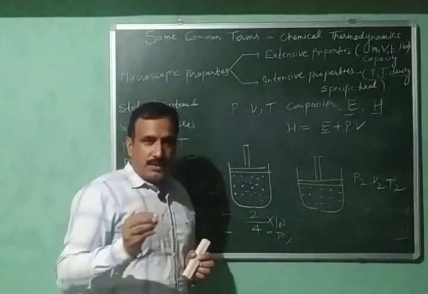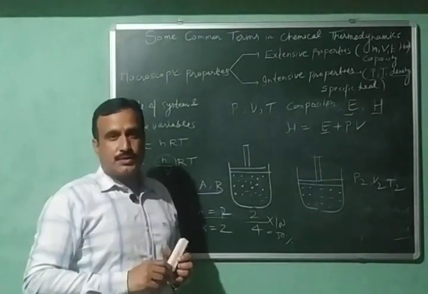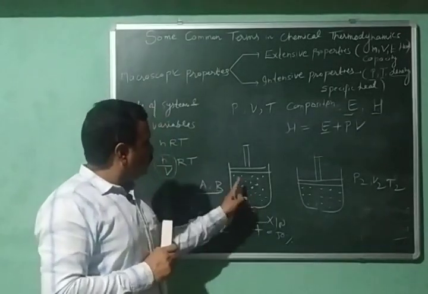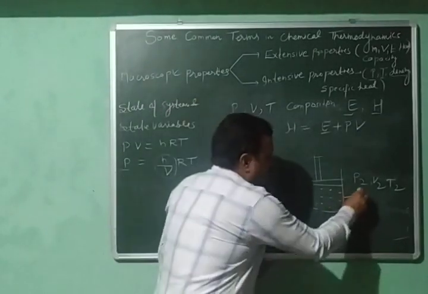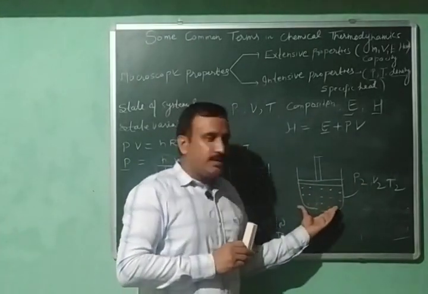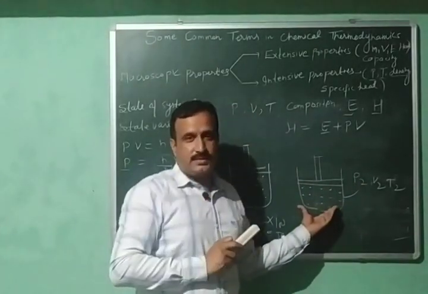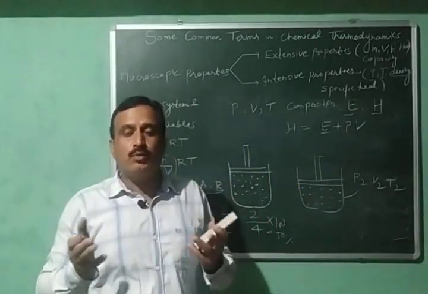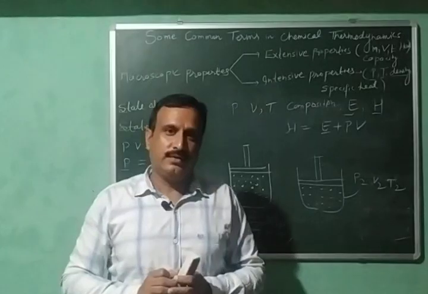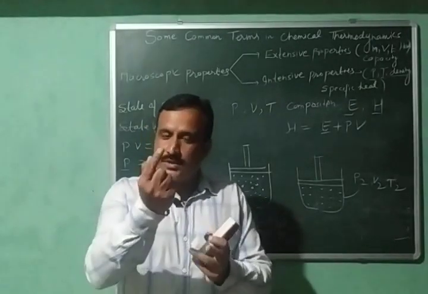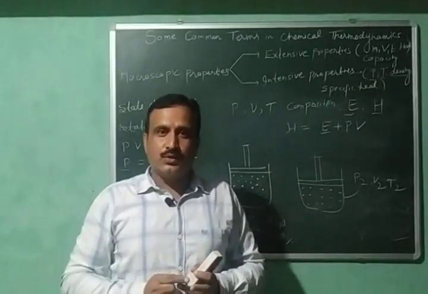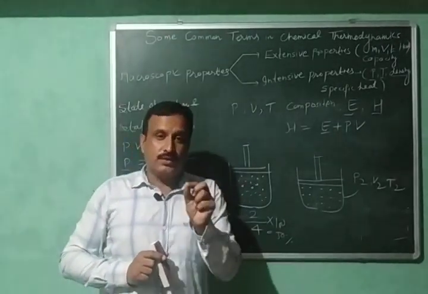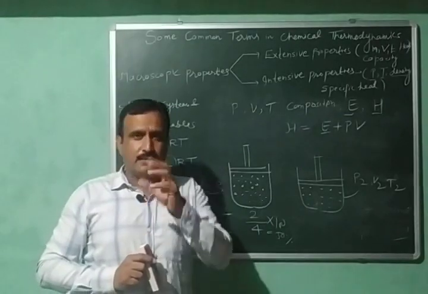Now let us consider an ideal gas. Suppose I consider this container, and in this container I have only one gas, only one component. Then what will be the composition of that component? 100%, because only a single component is there. The composition is 100%. Now the composition is not a variable. Let me explain.